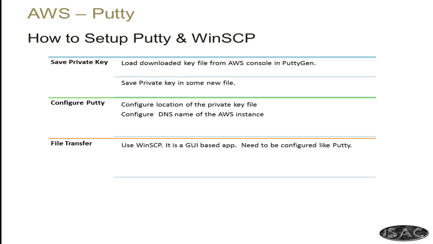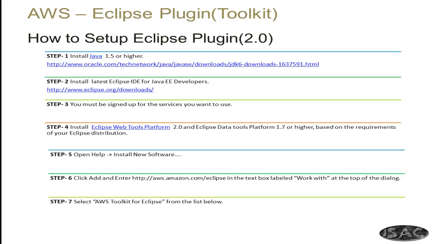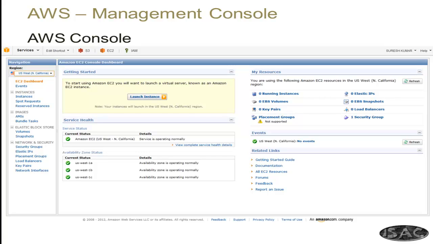Okay, so let me just go and check out here. So far we have understood the basics of the tools and the basics of the AWS management console. The next topic we are going to discuss is identity and access management, and then EC2.